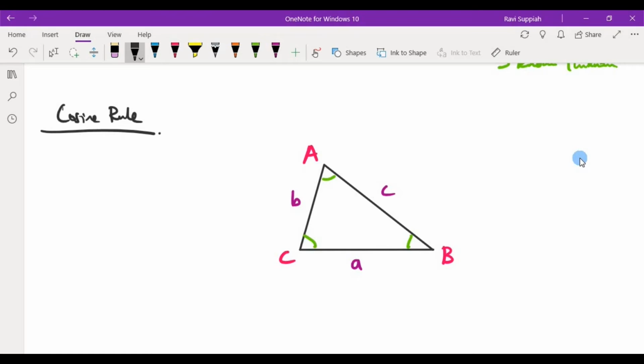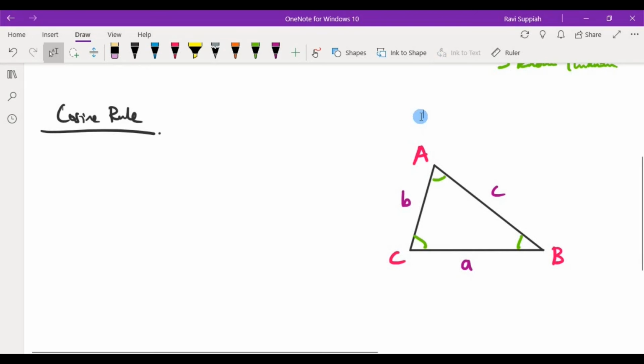For this cosine rule, there are two variations to the rule. One is you want to find the side, the other is you want to find the angle. So now let's look at finding the side. If I want to find a side, I need to know the angle opposite that side and the two sides that make up that angle. Take for example, I want to find side a. If I want to find side a, then what must I know? I must know b, c and angle A.